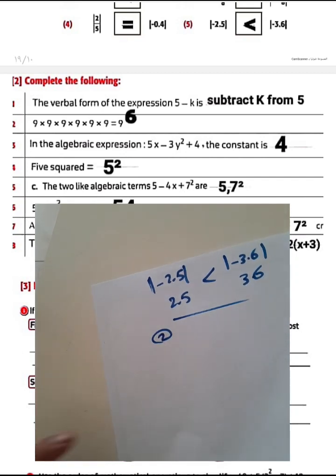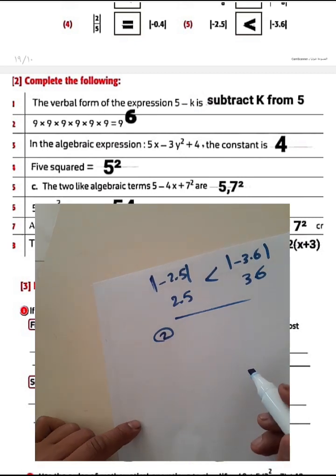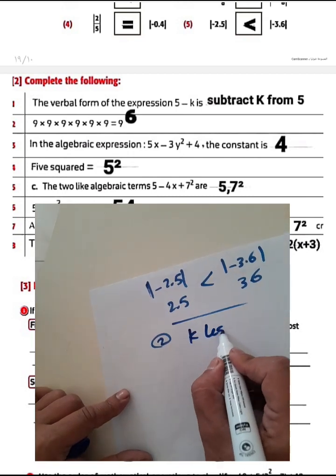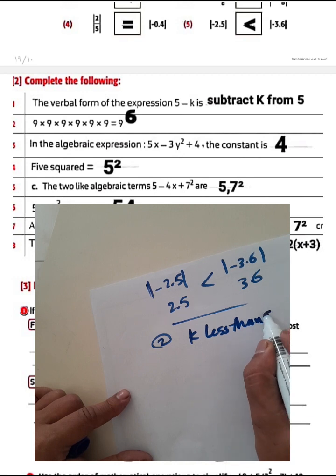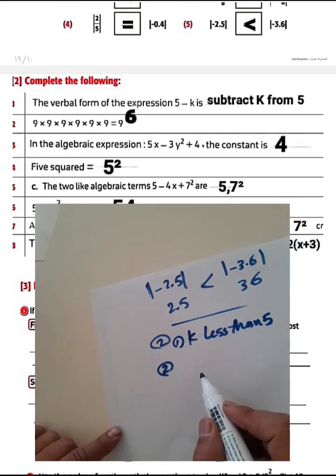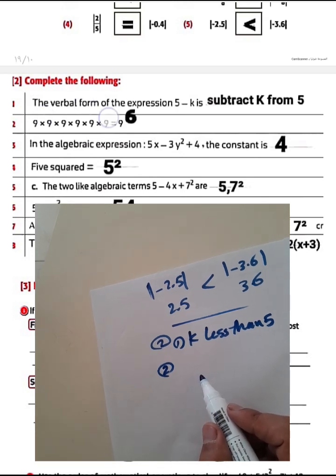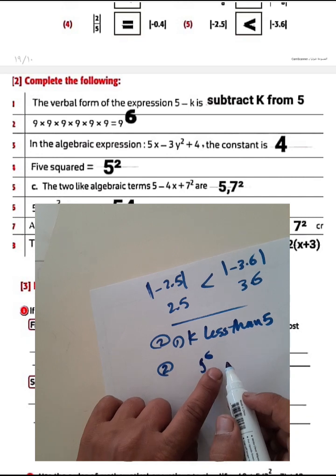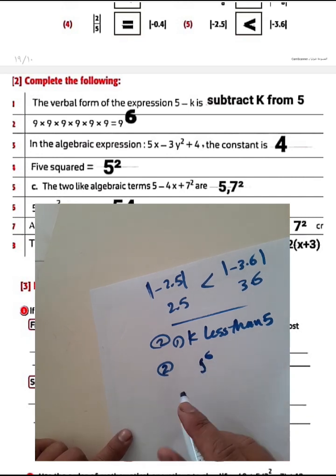Question number 2. The variable expression 5 subtract k, it will be subtract k from 5, or we can write k less than 5. Question number 2. 9 by 9 by 9 by 9 by 9 by 9 equals 9 power 6. How many 9s? 1, 2, 3, 4, 5, 6. Okay, it will be 9 power 6. 9 here is the base and 6 is the power or exponent.